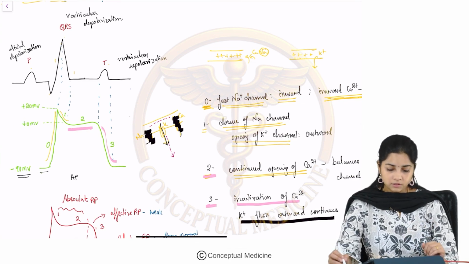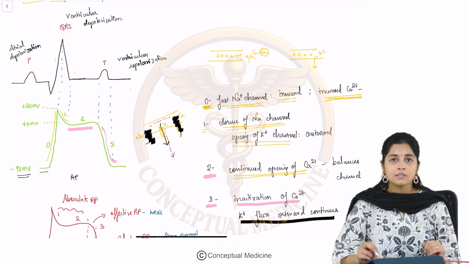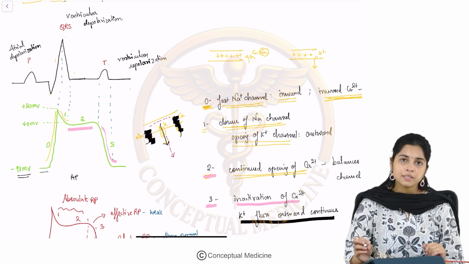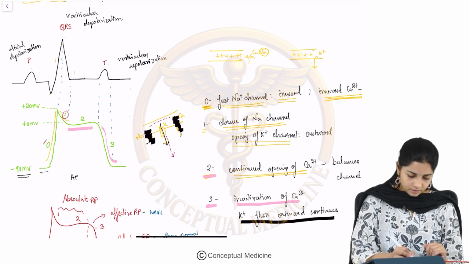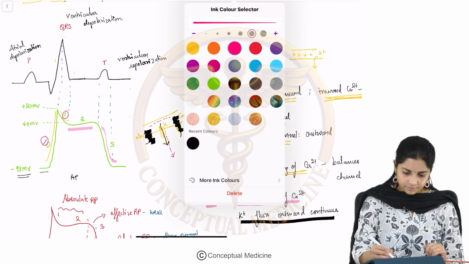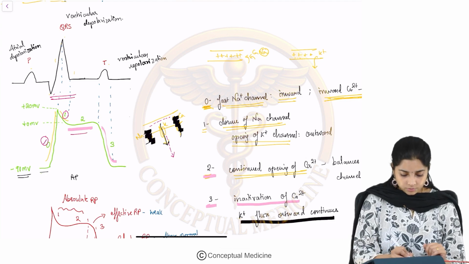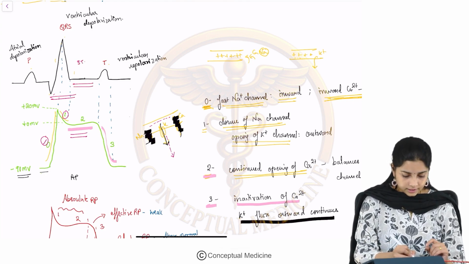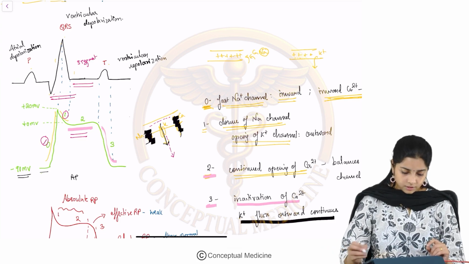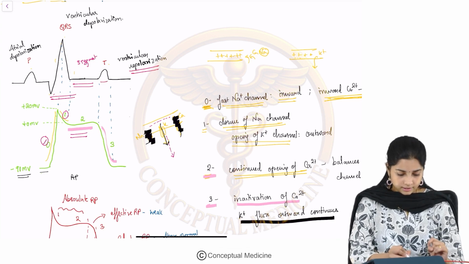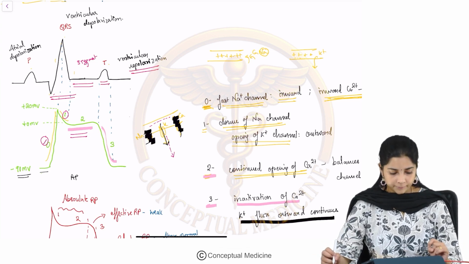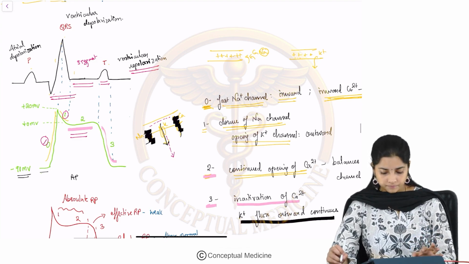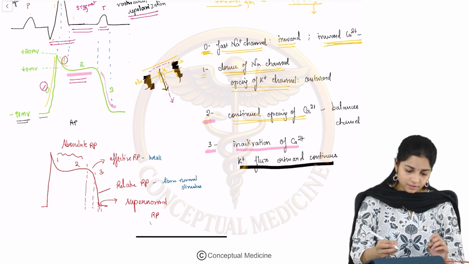Now, how does it correlate with your ECG? Phase 0 means the ventricle is getting depolarized. So your phase 0 and phase 1 represent your QRS complex. Phase 2 is isoelectric. So do you think there will be any deflection on the ECG? No, this is an isoelectric line, which is your ST segment. Now, phase 3 represents ventricular repolarization, and this is denoted by your T wave. So, phase 0 and phase 1 correspond to the QRS complex, phase 2 is your ST segment, and phase 3 is your T wave.